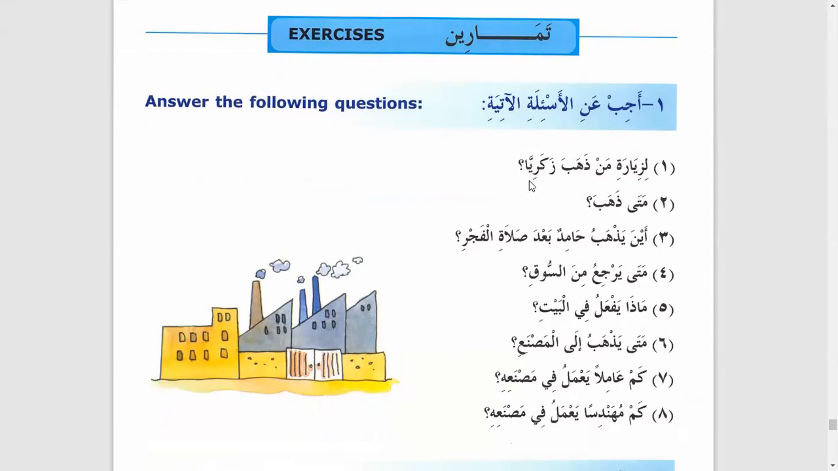لزيارة من ذهب زكريا؟ لزيارة حامد. So you have to give ذهب زكريا لزيارة حامد. Excellent. ذهب زكريا لزيارة حامد. Okay, Zakaria went to visit Hamid. متى ذهب؟ When did he go? بعد صلاة الفجر. You sure? ذهب?